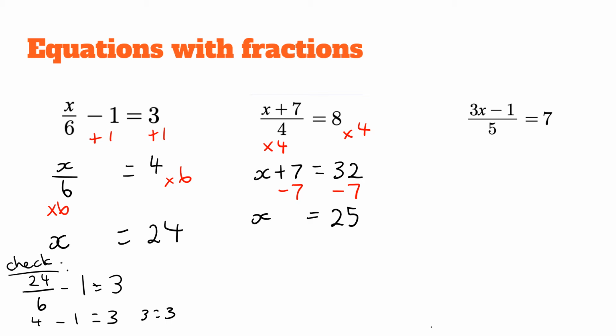Once again, we have this whole fraction. So we need to get rid of the fraction before we can get to the negative 1. And the way we get rid of a fraction, which is a division, is we multiply. So we're going to multiply by 5 and multiply by 5. So 3x minus 1 all divided by 5 multiplied by 5 will just equal 3x minus 1. And then 7 times 5 is 35.